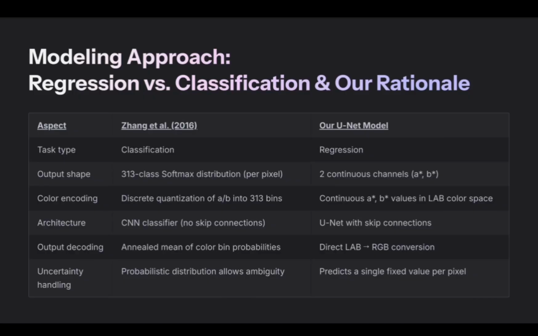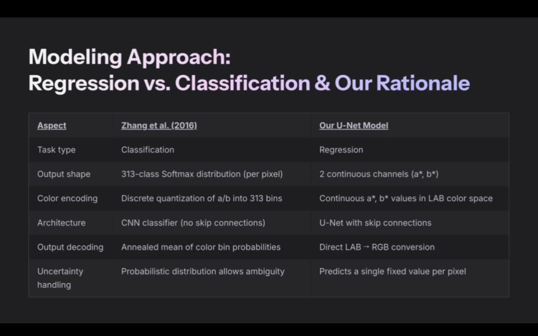In contrast, our model employs regression, directly predicting continuous A and B color values for each pixel. We use a UNet architecture with skip connections. The output consists of continuous A and B values that can be directly converted to RGB, meaning it predicts a single fixed color per pixel.